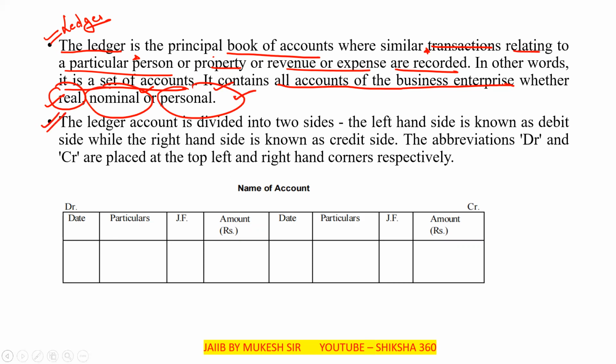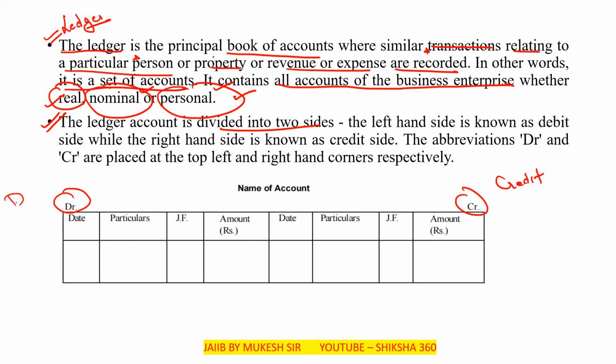So the ledger account is generally divided into two sides. The left hand side is known as the debit side, while the right hand side is known as the credit side.